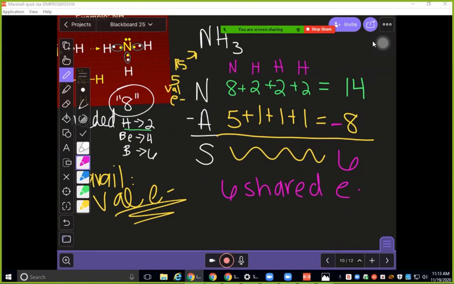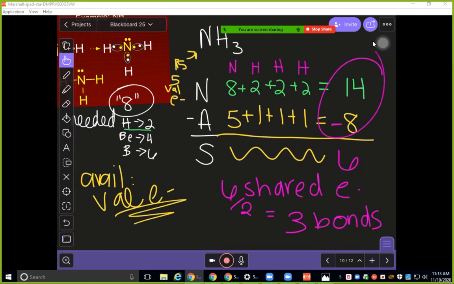So how many bonds does that equal? How many electrons were in each bond? 2. That's a question today, by the way, on your little exit ticket. 2 per bond. So since there are 6 that get shared, according to this math, if I divide it by 2, that tells me that I have 3 bonds.